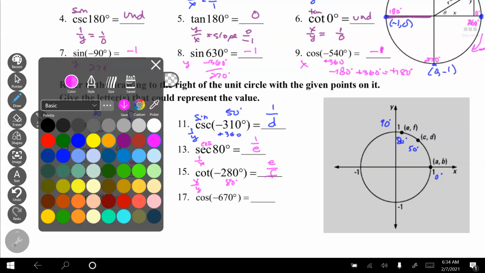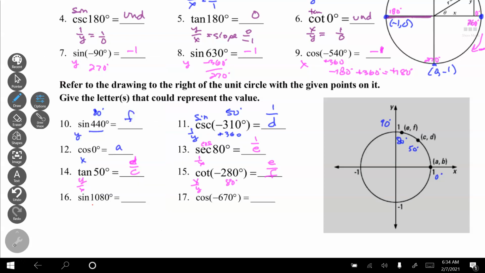And this angle here, again, I decided I'm not a big fan of this, so I take away 360, I get 720. Take away 360 again, I get 360. You can leave it as 360, you can make it 0. And this is the y value at 0. That is the letter B. And this angle, I could add 360, I get negative 310. If I don't like that, I could add 360 again, I get 50 degrees. And the x value at 50 degrees is the letter C.